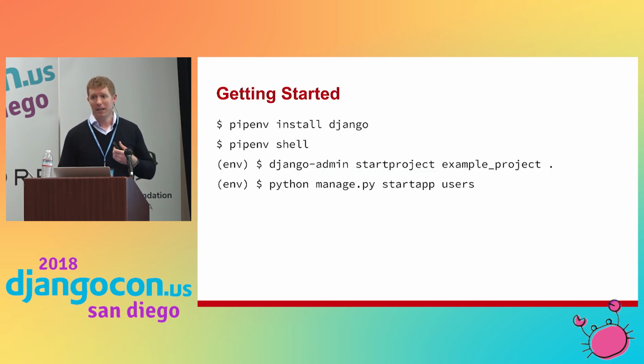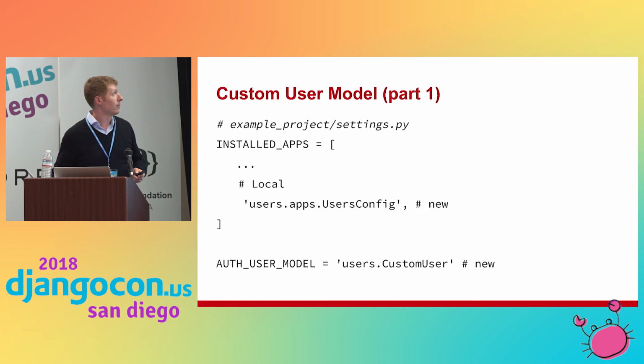All right, so I like pipenv. You don't have to use it. You can use pip, but you install Django, start up your shell, start a new project. We're just going to create a simple users app here. Happy to take questions on this. And you know you're in the virtual environment because you have parentheses around the name.